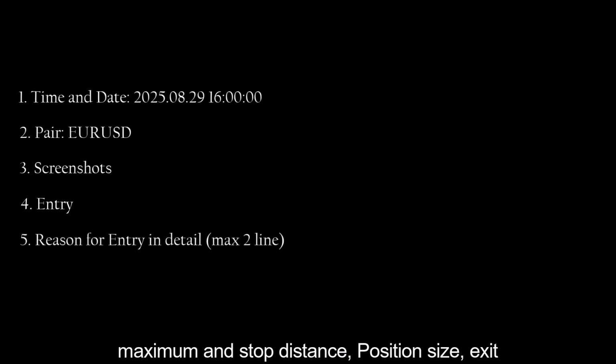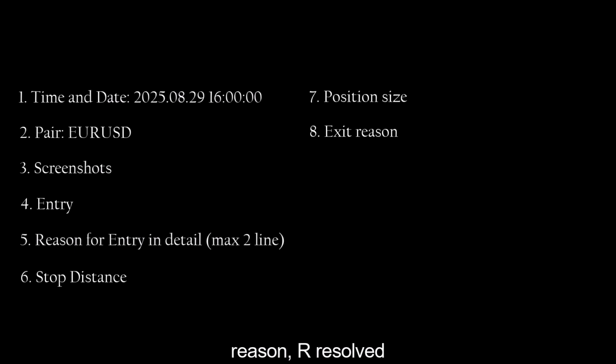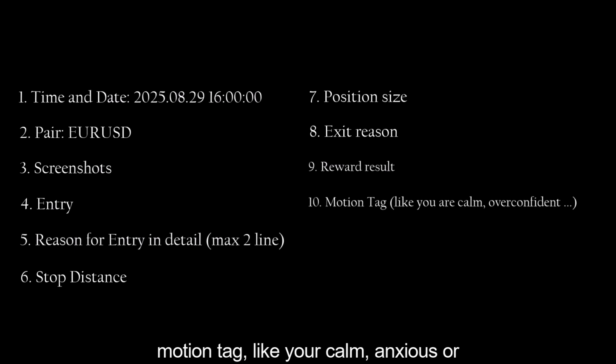Step E. For each trade, log date and time, pair, screenshot at entry, reason for entry, two lines maximum, stop distance, position size, exit reason, R result, emotion tag like calm, anxious, or overconfident, and a one-line improvement note.